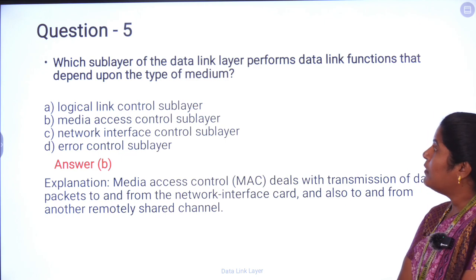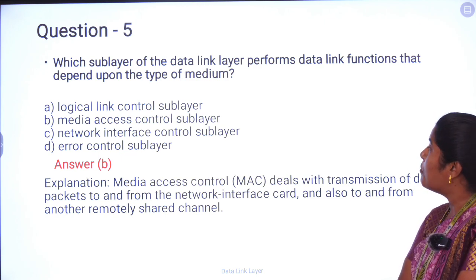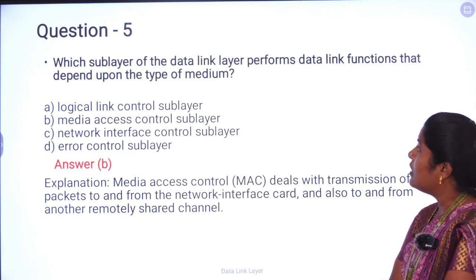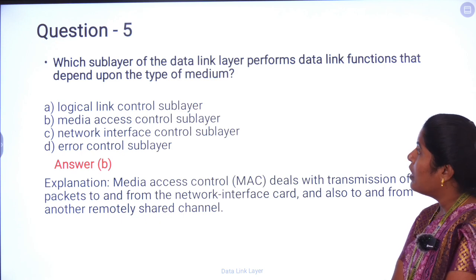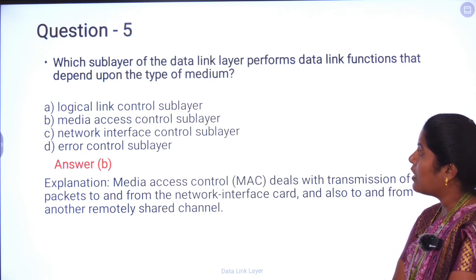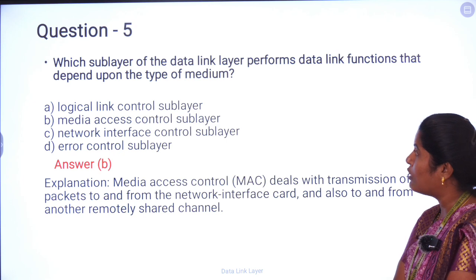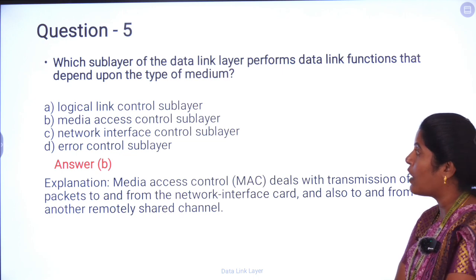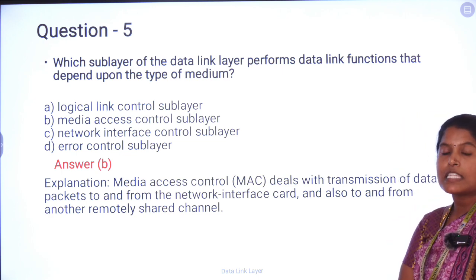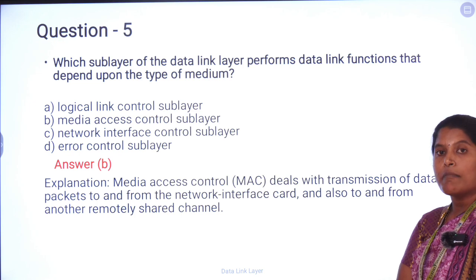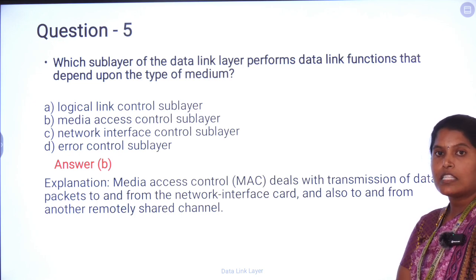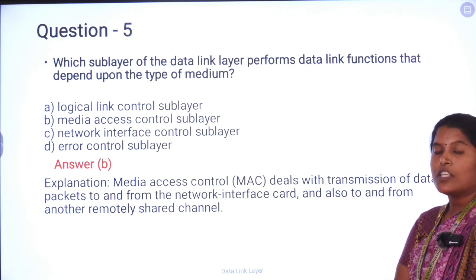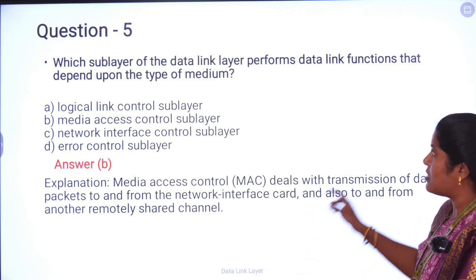Question number 5: which sublayer of the data link layer performs data link functions that depend upon the type of medium? The options are logical link control sublayer, media access control sublayer, network interface control sublayer, and option D is error control sublayer. The answer is media access control sublayer, because it is responsible for managing the interaction between the devices, providing the physical address to the devices and managing the flow of data between the devices.